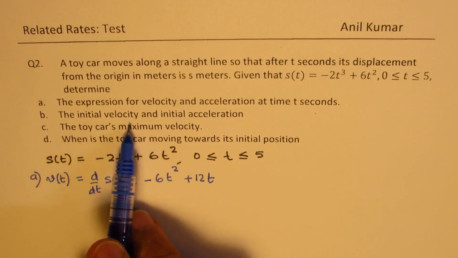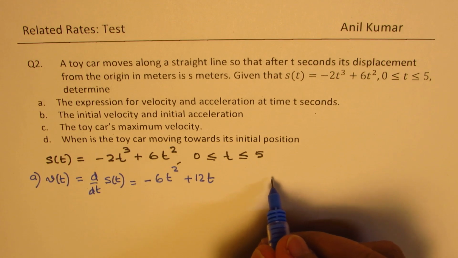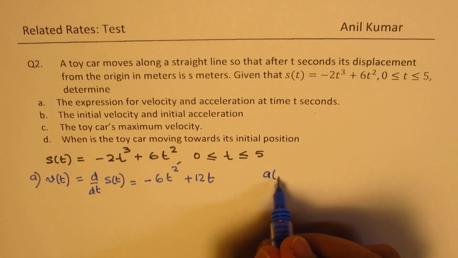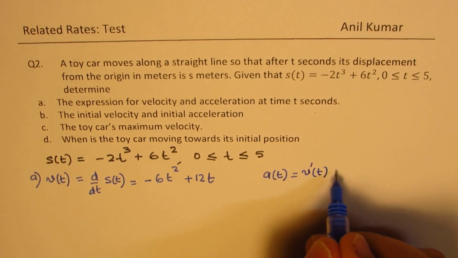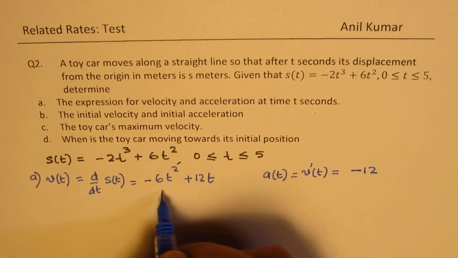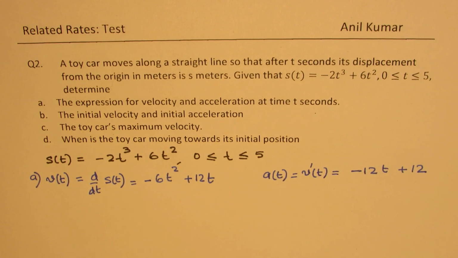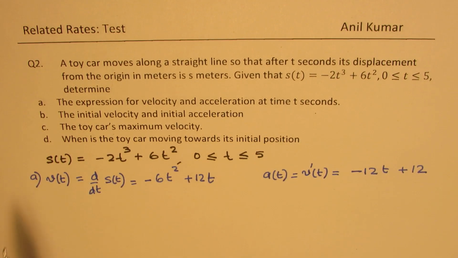And let's also find acceleration. So we will do acceleration as the derivative of velocity. We can write this as v dash t, which is going to be minus 12t plus 12. Okay? So that becomes the expression for acceleration.